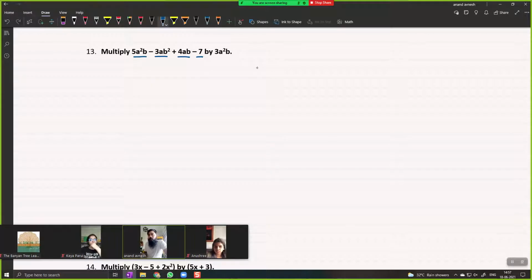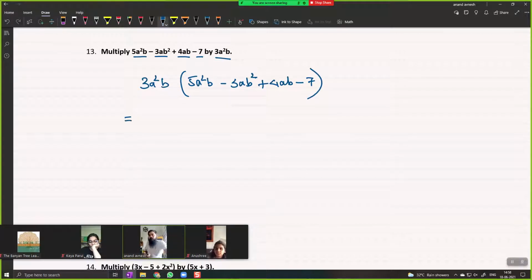4 terms, and here a monomial, one term multiplied by 4 terms. Same thing, you have to multiply that single term with each and every term. So first write the monomial 3a square b, then put the bracket, then write 5a square b minus 3ab square plus 4ab minus 7, bracket close.